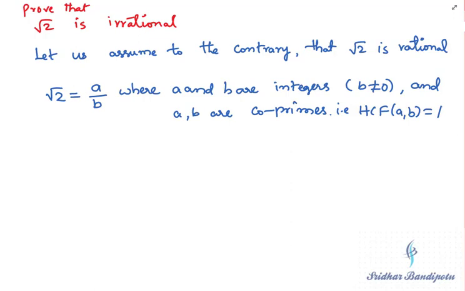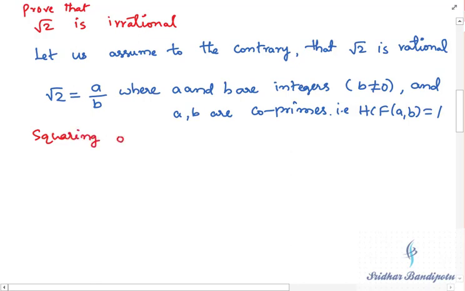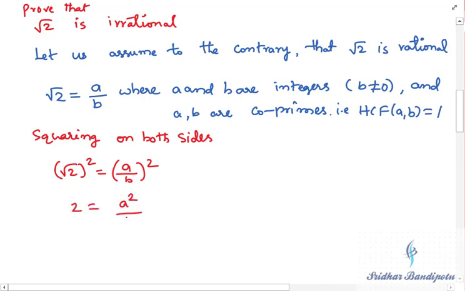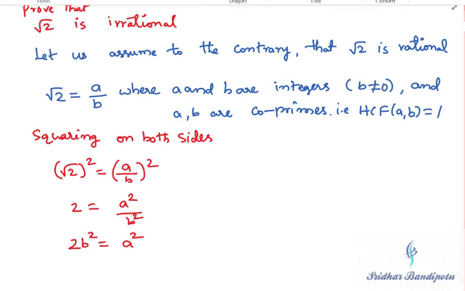Now I am doing squaring on both sides. Root 2 equals a by b, so squaring on both sides, what you will get: root 2 whole squared equals a by b whole squared, that is 2 equals a squared by b squared. Let's cross multiply it. 2b squared equals a squared.